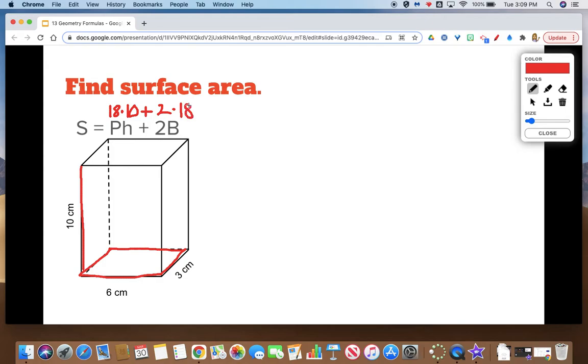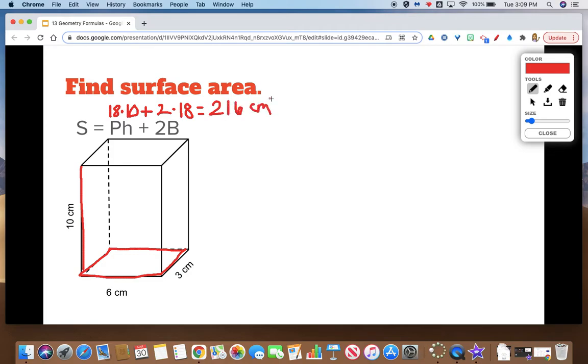Let's place those into our calculator now. 18 times 10 is 180. Plus 2 times 18, which is 36. I get 216 centimeters squared.